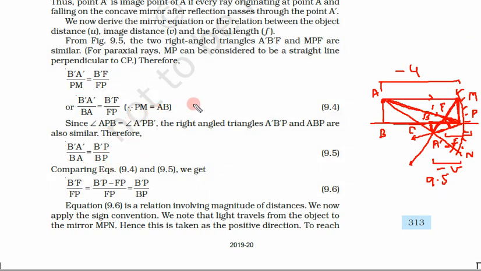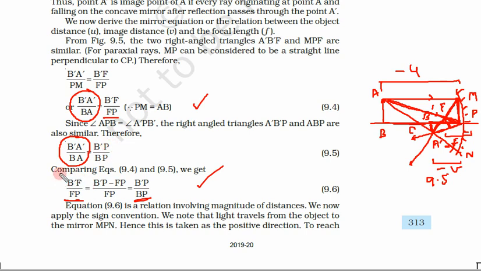Now we have two equations, this equation 9.4 and this equation 9.5. Let us compare these equations. Left hand side is equal: B'A' upon BA, here also B'A' upon BA. So on comparison, the right hand side must be equal. B'F upon FP must be equal to B'P upon BP. So from these two equations we have compared the right hand side.